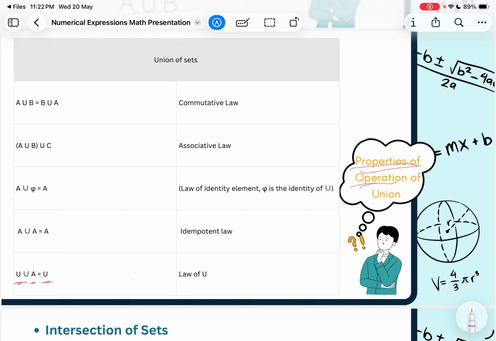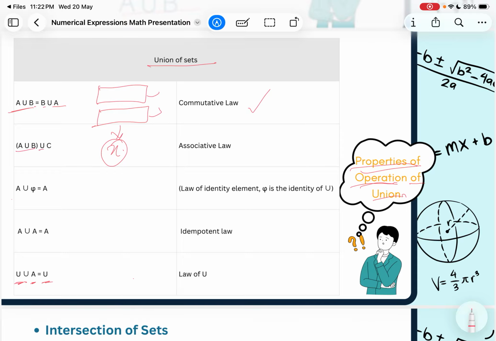Now, the properties of the operation of union. What are the properties of the union of sets? A union B equals B union A. This is the same thing, no? If we take all the elements of this and all the elements of this, the result is the same. This is called the commutative law.